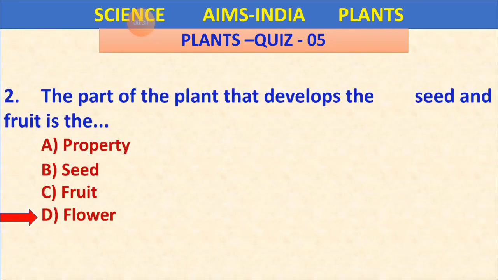Now, the next question. The part of the plant that develops the seed and fruit is the what? Is it a root, seed, fruit or flower? The answer is given here for you. It is a flower. From the flower we will get seeds, and from those seeds we will get fruit. Okay.